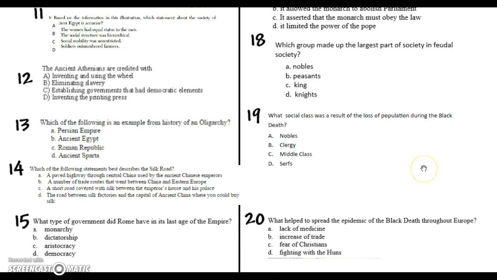Number 19. What social class was a result of the loss of population during the Black Death? A. Nobles, B. The clergy, C. Middle class, D. Serfs. Number 20. What helped to spread the epidemic of the Black Death throughout Europe? A. Lack of medicine, B. Increase of trade, C. Fear of Christians, D. Fighting with the Huns.